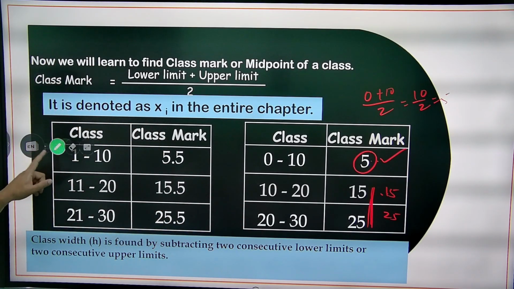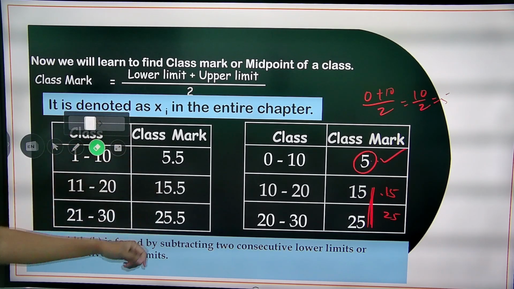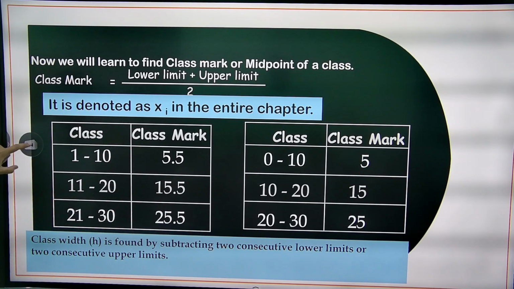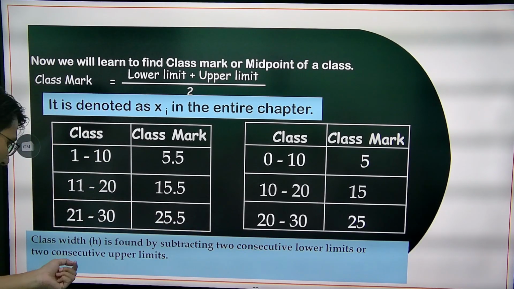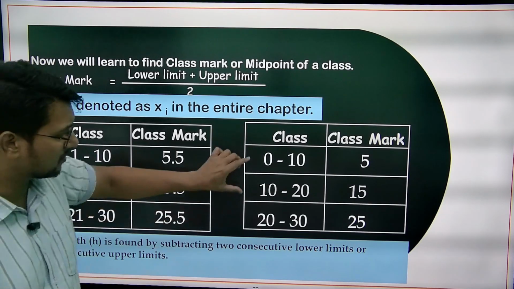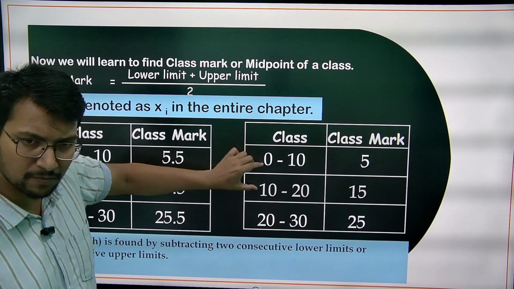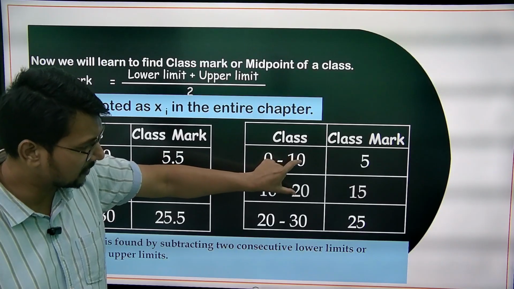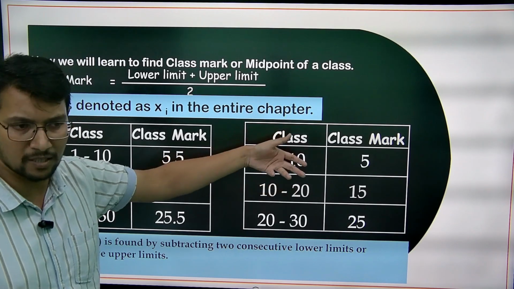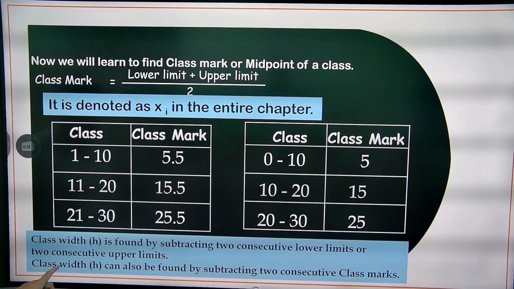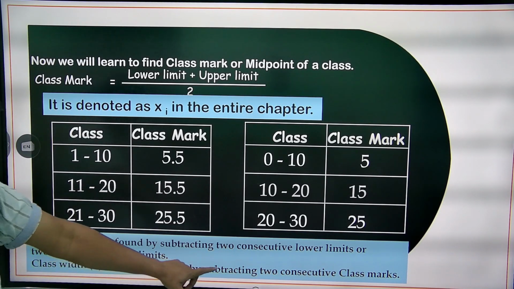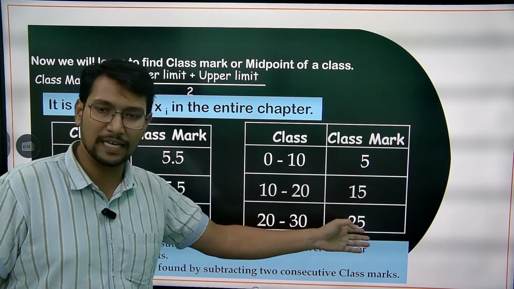So that too has been mentioned here. You can read it out. The same thing has been mentioned here. Class width h is found by subtracting two consecutive lower limits or two consecutive upper limits. Consecutive lower limits means these two. Either by subtracting these two you'll get it, or by subtracting these two. It is also another method. So you now know three methods. Class width can also be found by subtracting two consecutive class marks, which I mentioned secondly.